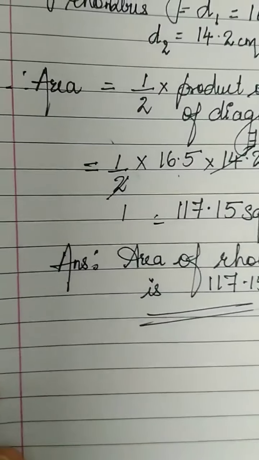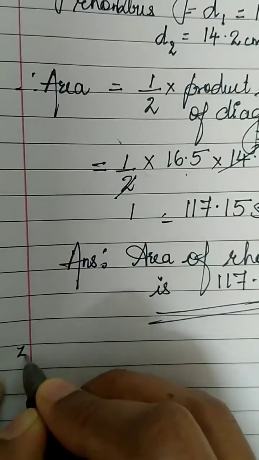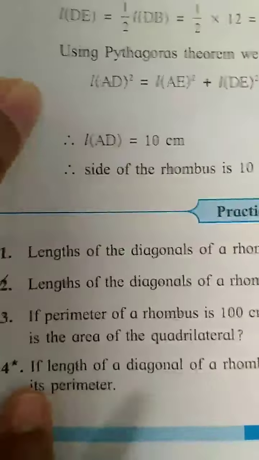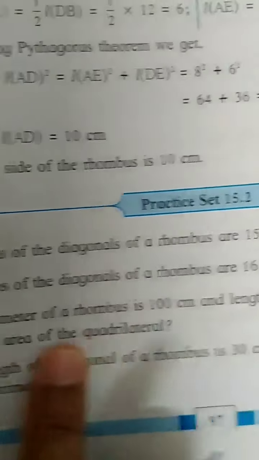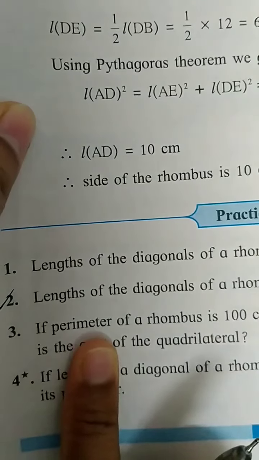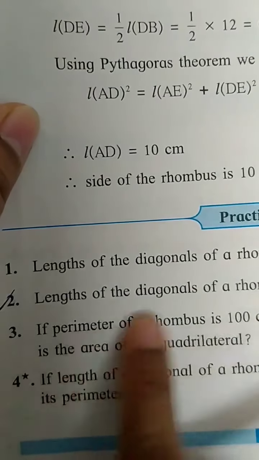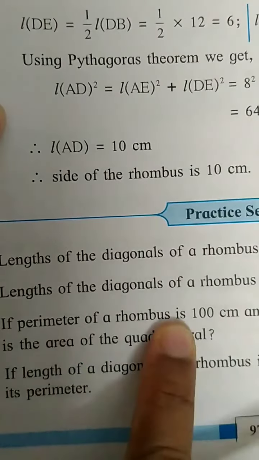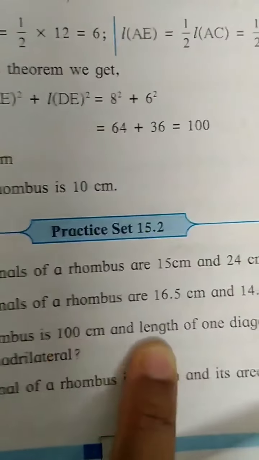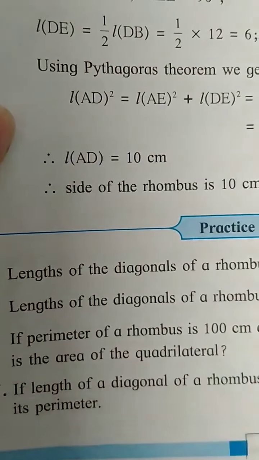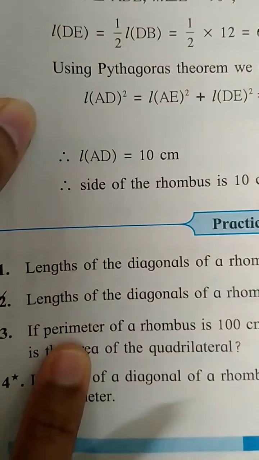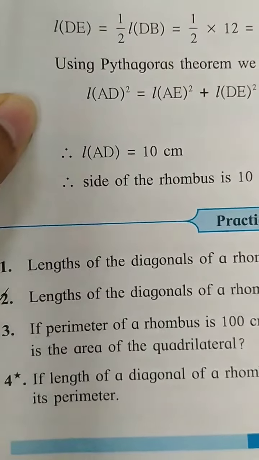Now, going into the third question. See the question. If the perimeter of a rhombus is 100 centimeter. What is perimeter? Perimeter means addition of all the sides. If you add all the sides, the answer that you get is the perimeter. So when you add all the sides, you get 100 centimeter and the length of one diagonal is 48 centimeter. What is the area of the quadrilateral? Little twisted sum this is. But if you know perimeter, you will be able to crack the sum easily. Let us write the given details first.